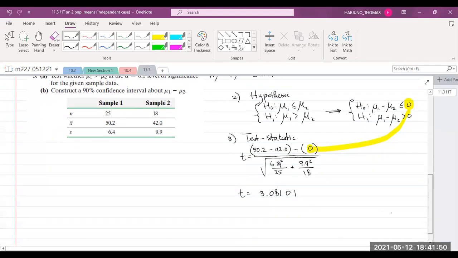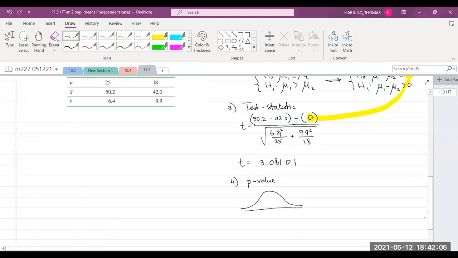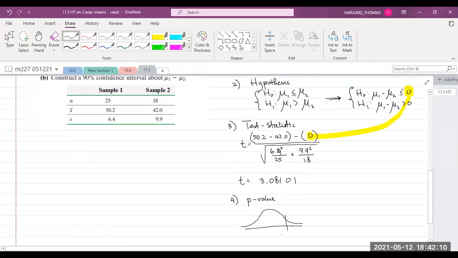Okay, now step 4, p-value. That's the t-distribution, and it's the right tail. So for 3.08101 right tail, the p-value will be tcdf with lower bound 3.08101, upper bound E99, and degrees of freedom. For the degrees of freedom, choose the smaller degrees of freedom.